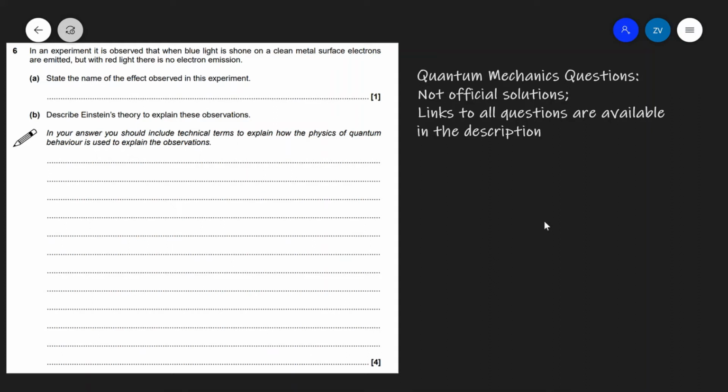Today we're going to be solving some questions on quantum mechanics, and those are going to be from OCR Physics A. Just the usual disclaimer, these are not official solutions, these are just my solutions to these problems, and please visit the OCR website for the official papers and the official mark schemes.